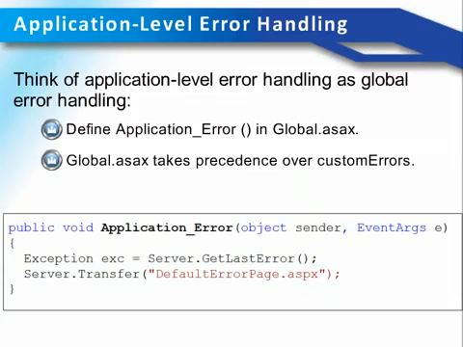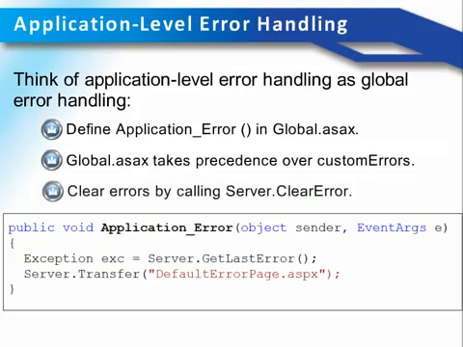For security, an application_error method should always be defined in global.asax. It will take precedence over error handling configured in the custom errors element of web.config. Finally, please note that error pages, such as defaulterrorpage.aspx shown here, should clear the error by calling server.clearError.